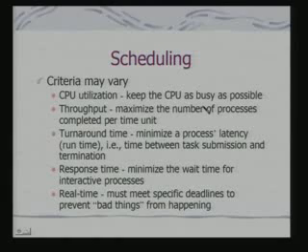If a process is waiting, and currently no processes are really running on the CPU, then the CPU is wasting time. Throughput is to maximize the number of processes completed per unit time. Turnaround time is to minimize a process's latency, that is the time between task submission and termination. Okay. Now, even if we maximize the throughput, the turnaround time may not be minimized because it depends on how the processes are being dealt with. Response time is to minimize the wait time for interactive processes.